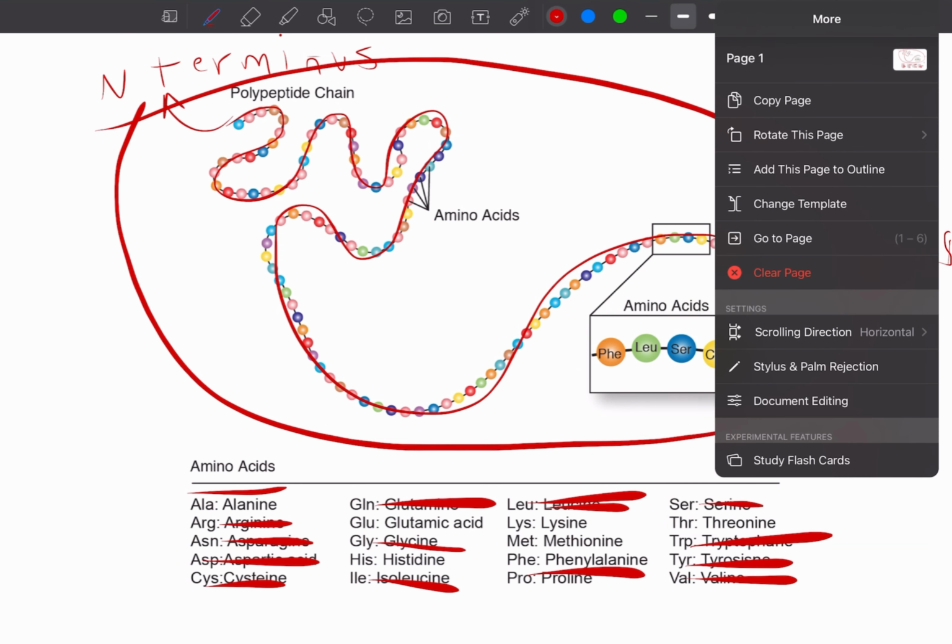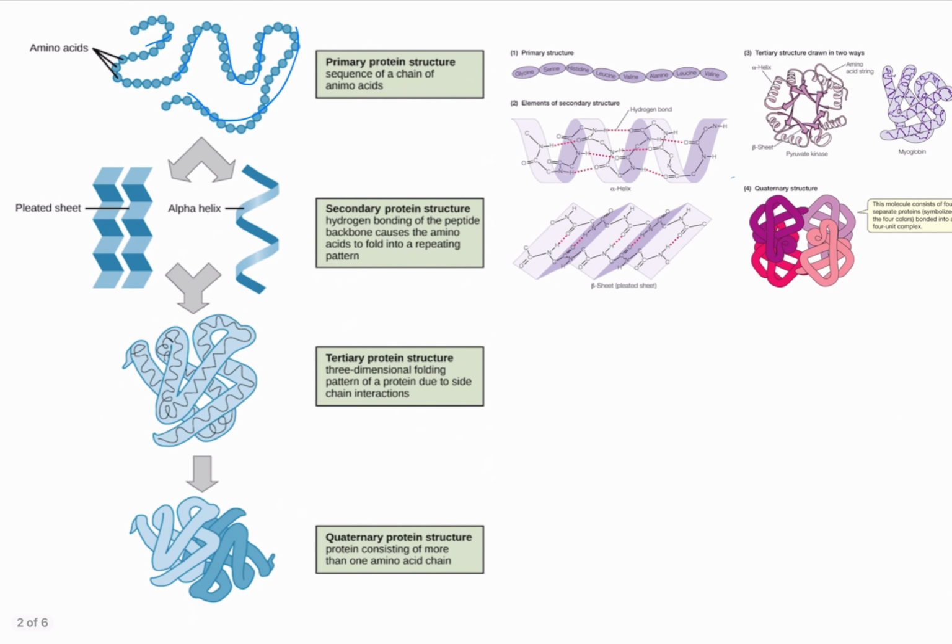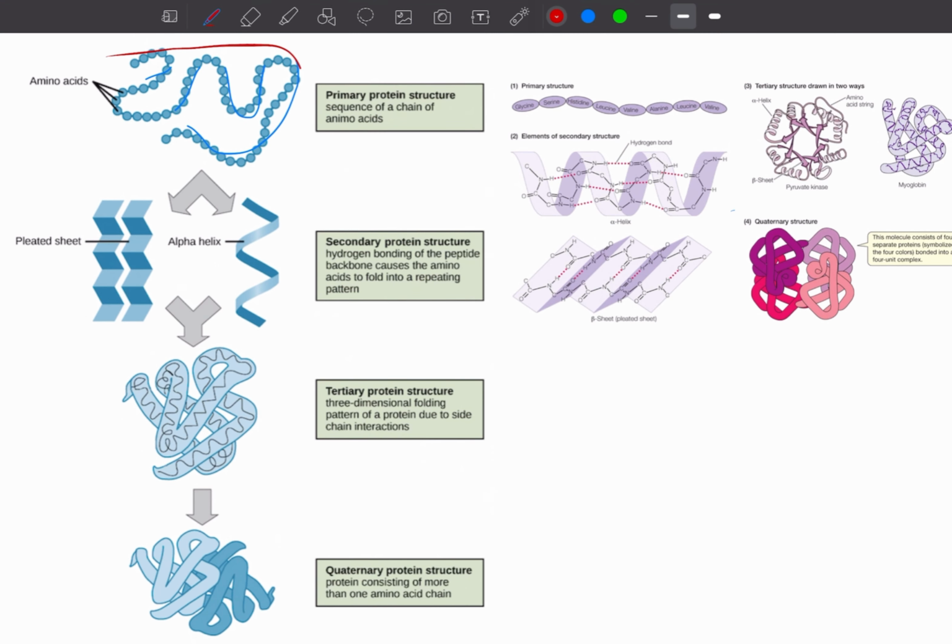Now, I know what you guys are asking. Okay, Dre, it's a long peptide chain. What happens next? Well, they can go into certain protein structures. The first one we have here is called a primary structure, as seen right here. And that's just a sequence of amino acids.